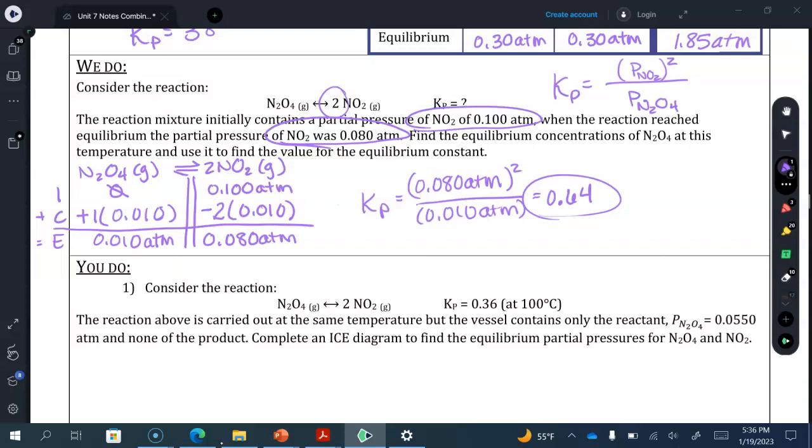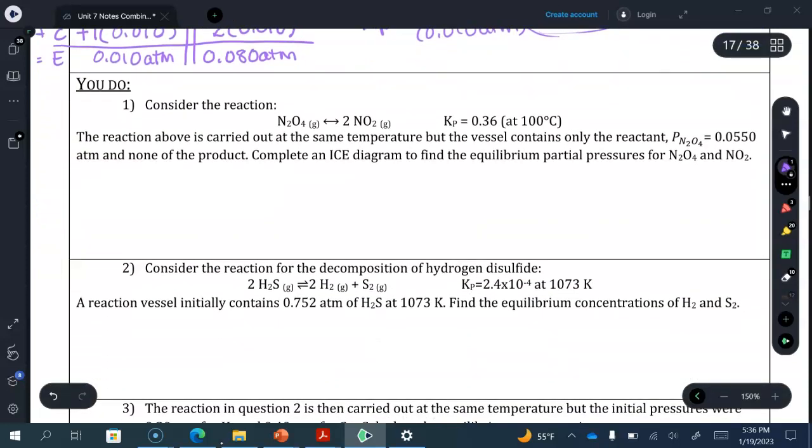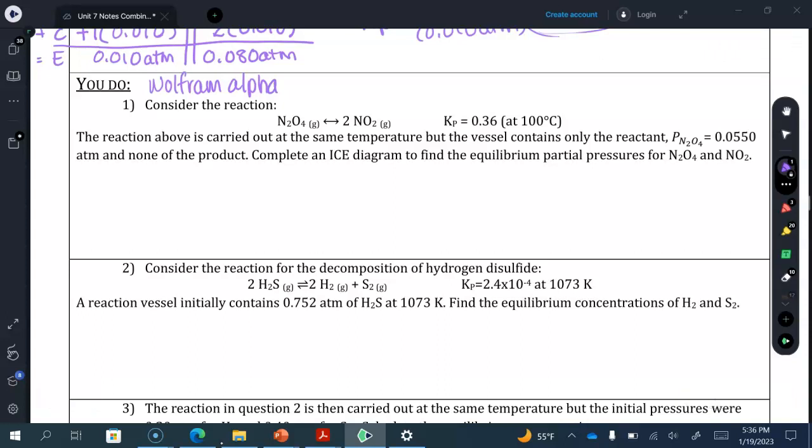Okay, so this concludes the notes. Complete the you do and check your work. Use a solver, either in your graphing calculator or something like Wolfram Alpha, once you have the equilibrium expression set up to help you. If you find that you cannot use the approximation, like this one, I would say you can't use the approximation method, but on this one you can use the approximation method given how small it is.